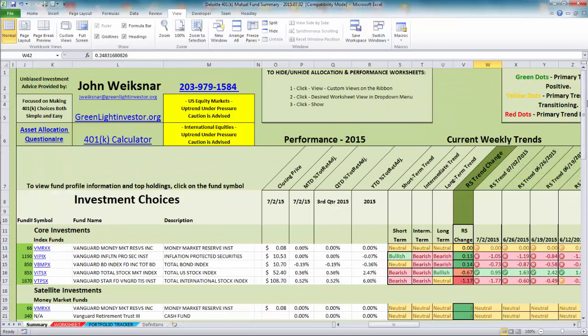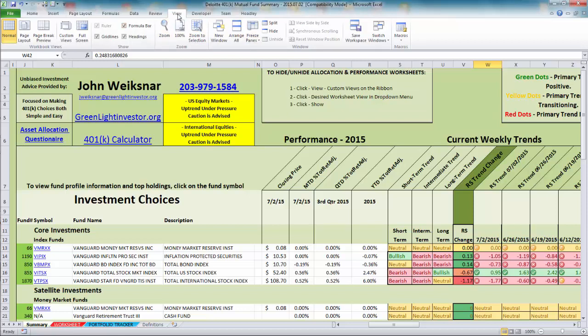So it gives you an idea as to when you may need to make changes within your 401k as you see the transitions from red to yellow and green, and then back to yellow and red. With that said, let's go ahead and see how we can use this system to help you make choices within your 401k.